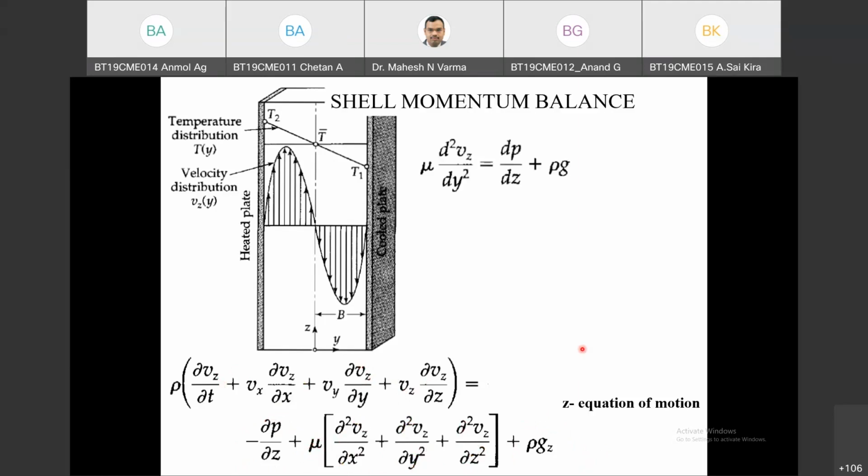Now you can see buoyancy force. Buoyancy force is associated with a change in density. Why does buoyancy force exist? Because there is a gradient of density. So this density is not constant. Hence, it is giving rise to a pressure gradient, and hence to a velocity in the Z direction. This gradient of density, because of variation in temperature, density is changing.